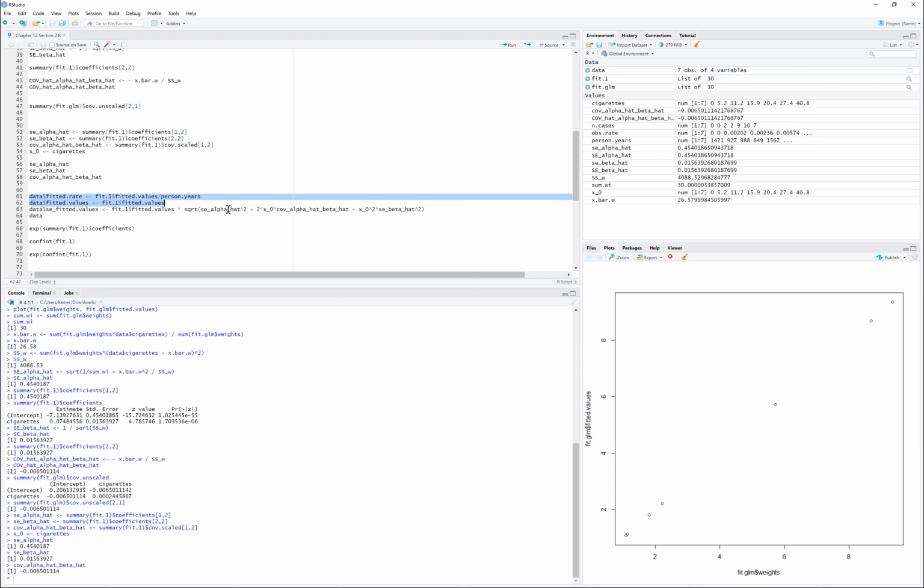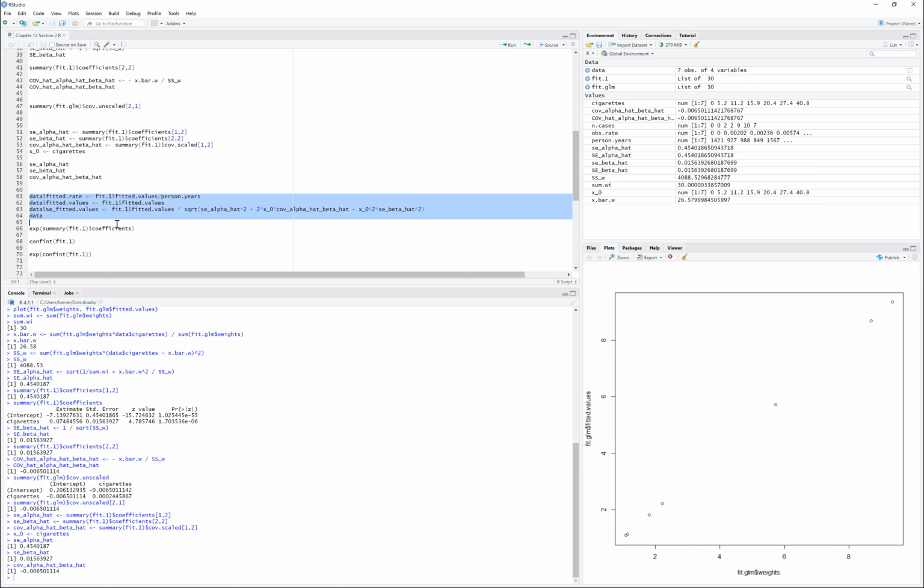So if you go back to the logistic regression section, we had this equation already mapped out from a previous section. That's the standard error of alpha hat squared plus 2 times x0 times the covariance plus x0 squared times the standard error of beta hat squared.